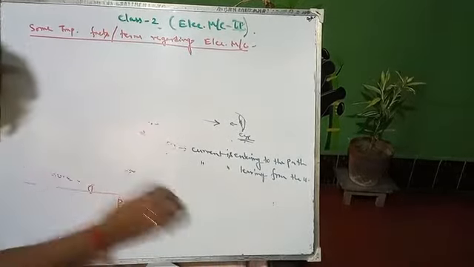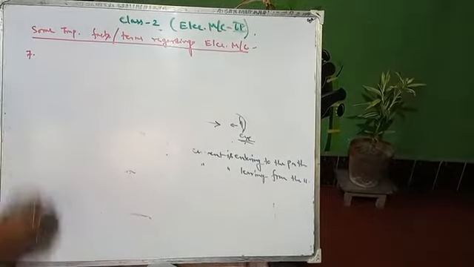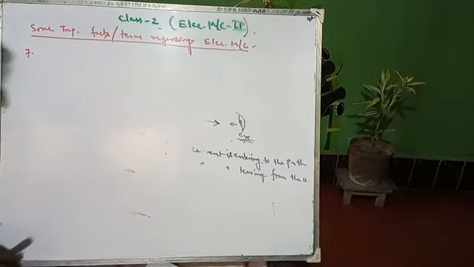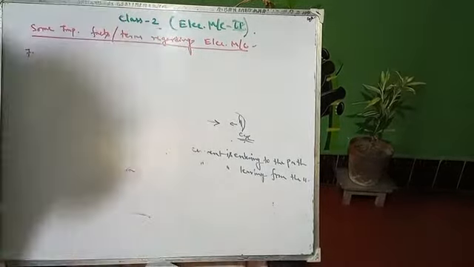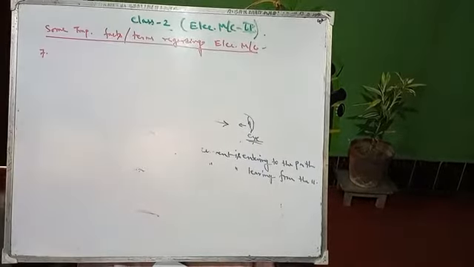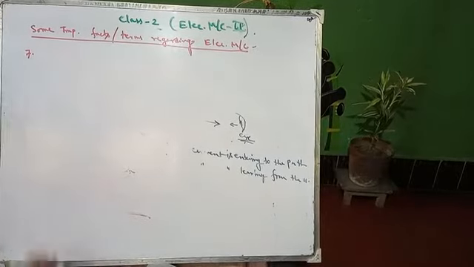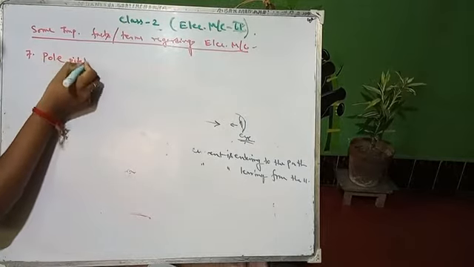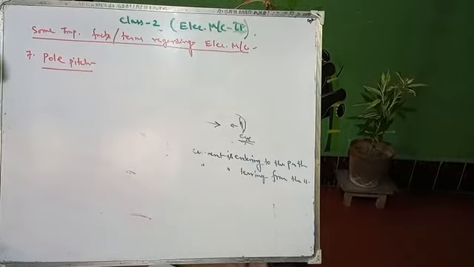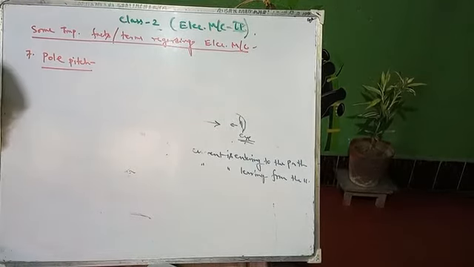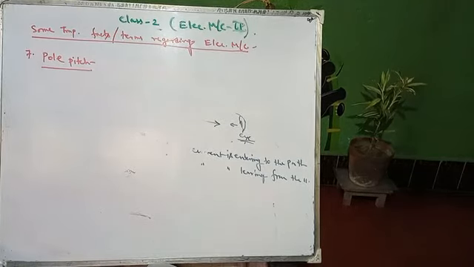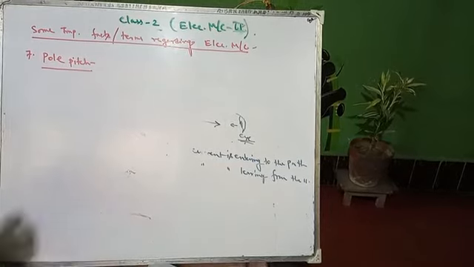Seven: pole pitch. What is pole pitch? A pole pitch is defined as the peripheral distance between identical points on two adjacent poles. Adjacent poles means North Pole and South Pole.